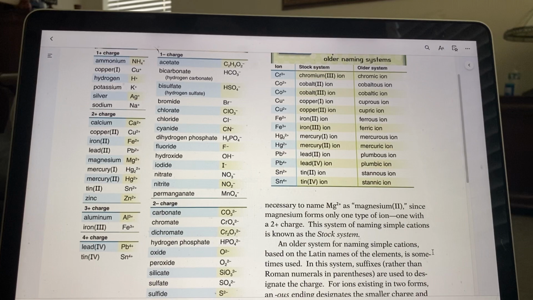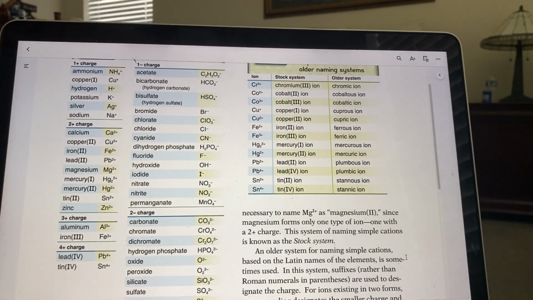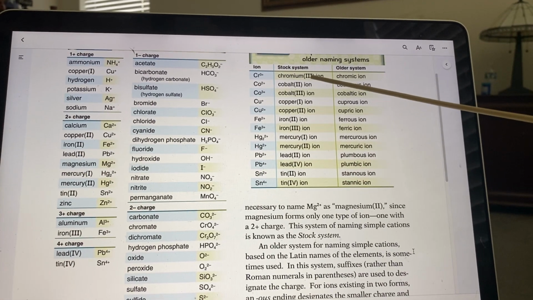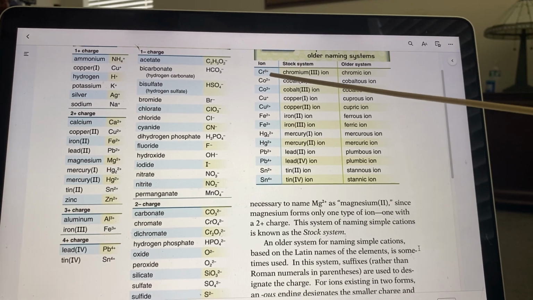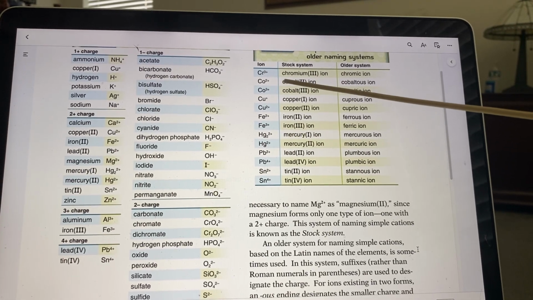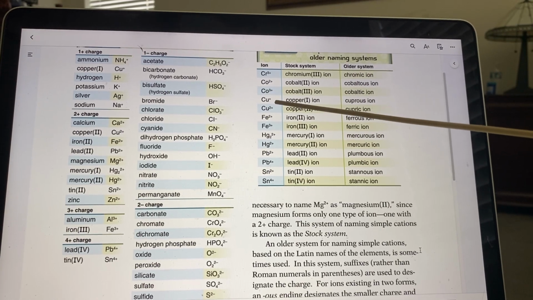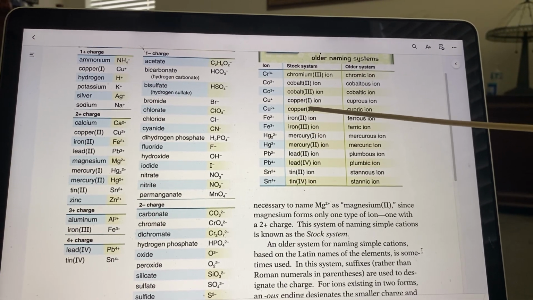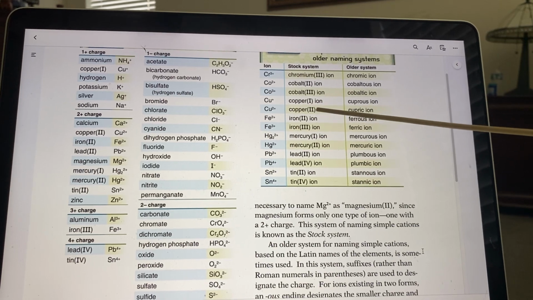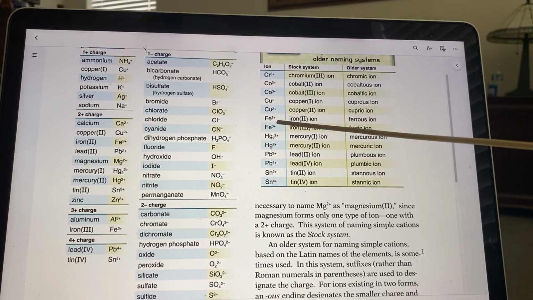There we go, at this top table here. So here we have chromium(III), which means it has a +3. Cobalt(II) has a +2. Cobalt(III) has a +3. Copper(I) has a +1 because it has one copper. Copper(II), with Roman numeral 2, has a +2.